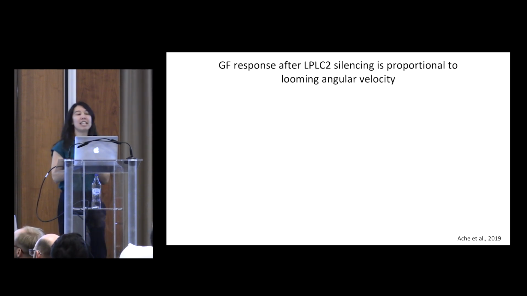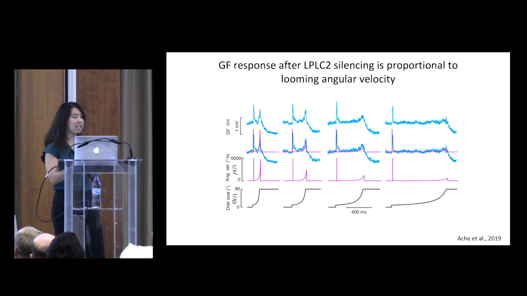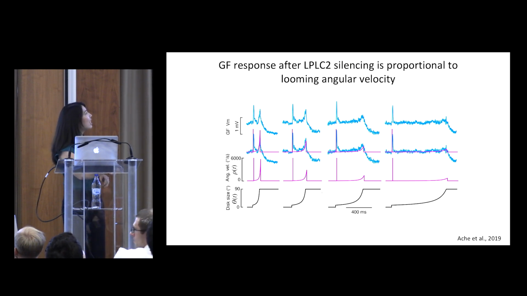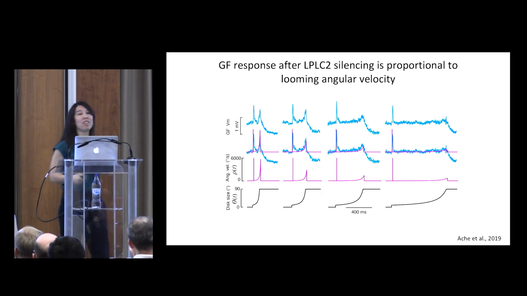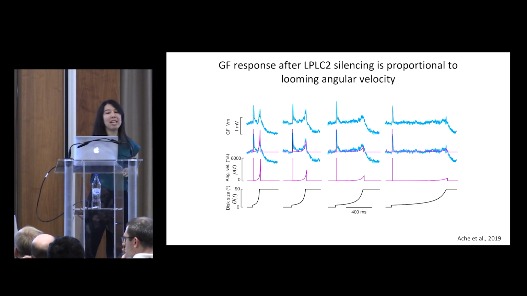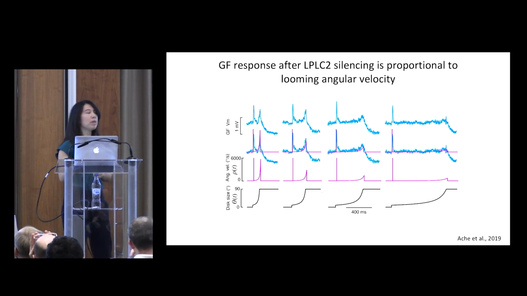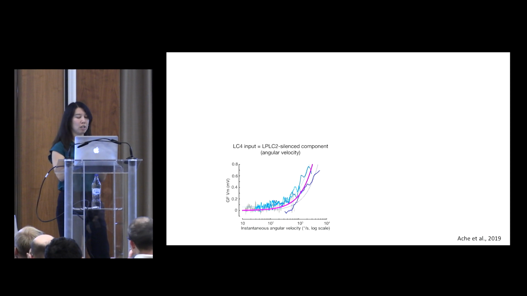So here is a case where we have silenced the ultra-selective looming detector. We use our genetic tools and we presume it's no longer in our circuit. And now, if we look at the giant fiber's response, which is this blue line, we see that in fact it very directly tracks, in pink, the angular velocity, or the edge velocity, of the stimulus. And so we interpret this to be the contribution that the other cell type, LC4, is making to the giant fiber.